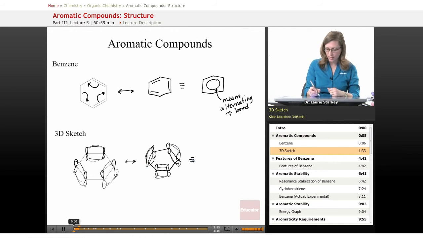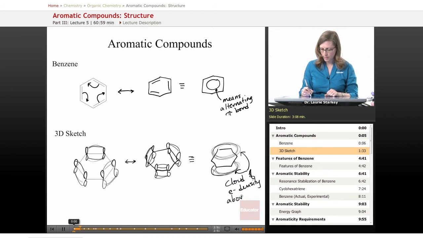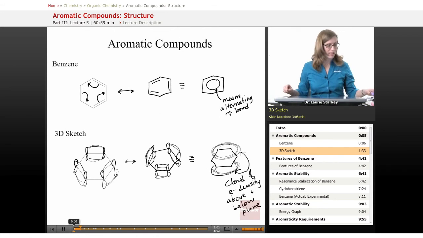So what's nice about that structure that kind of looks like a hex nut, what's nice about that ring representation is it illustrates that in an aromatic compound like benzene, we have a cloud of electron density above and below the plane. So benzene is a planar molecule, and we have a cloud of electrons above and below.